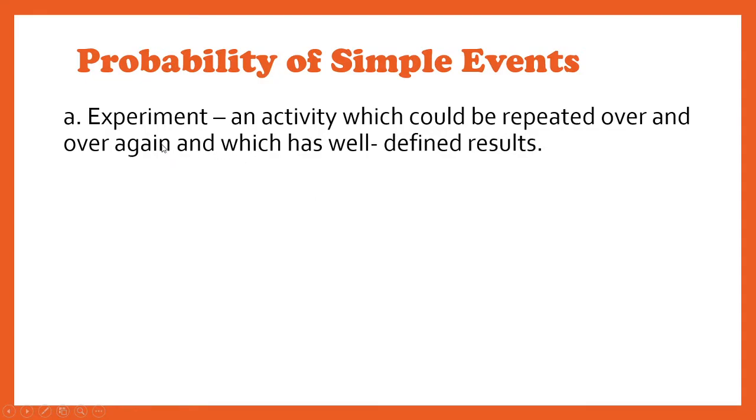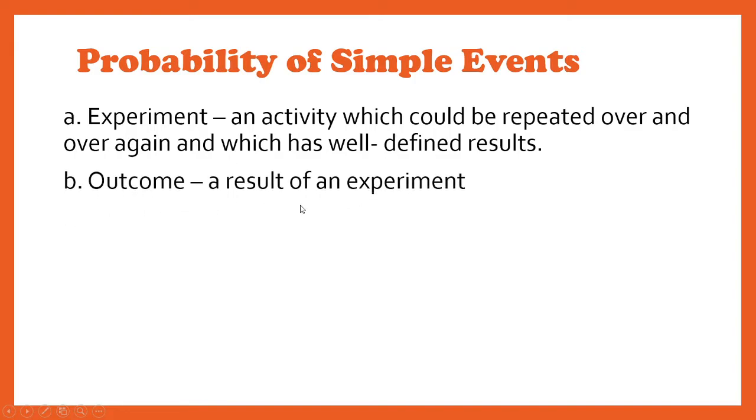So, we have the first, experiment: an activity which could be repeated over and over again and which has well-defined results. So, for example, yung mga tossing a coin, spinning a wheel, throwing a card, rolling a die. So, yun ang mga experiment. Okay, outcome: the result of an experiment. So, let's say, when you throw a die, the outcome is you can get either number 1, number 2, number 3, number 4, number 5, number 6.